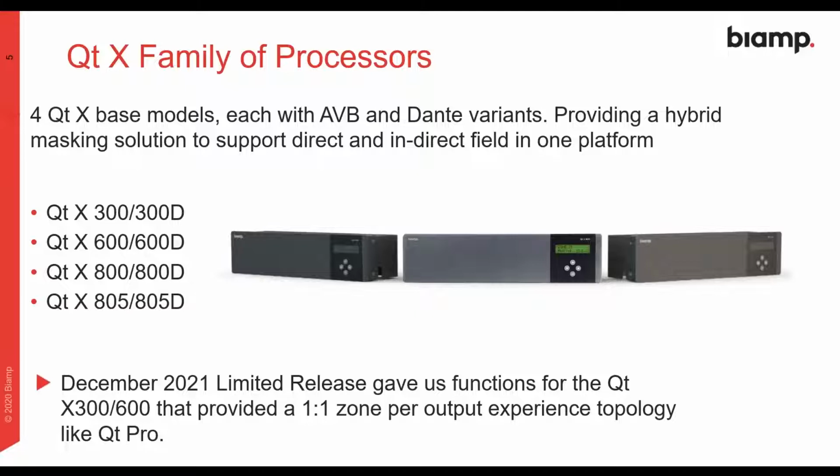And then the 800 and 805 take up where a lot of the Dynasound products filled in, with some of the devices that would live out in the plenum space and have direct connections to speakers in a 1-to-1 ratio per output. Probably what you've seen: in December 2021, we started shipping the 300 and 600 non-Dante versions, just the base AVB versions, in a single configuration to mimic QT Pro hardware.